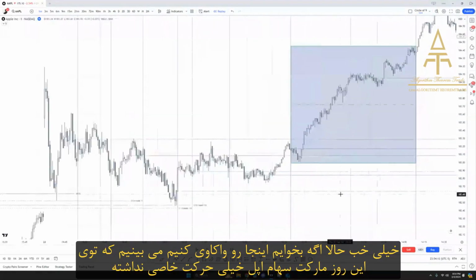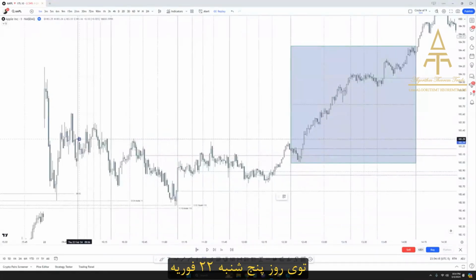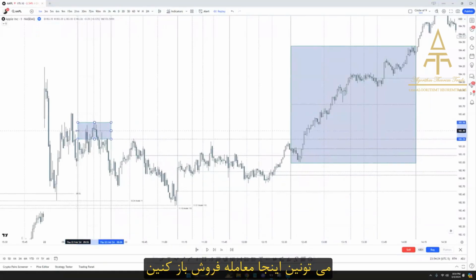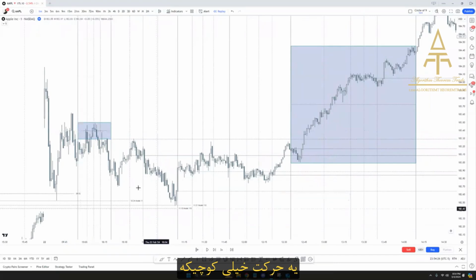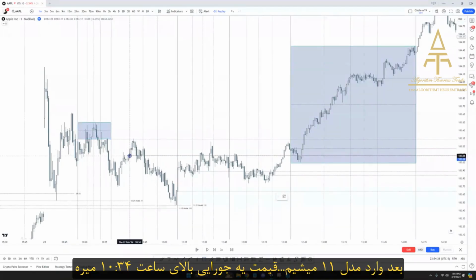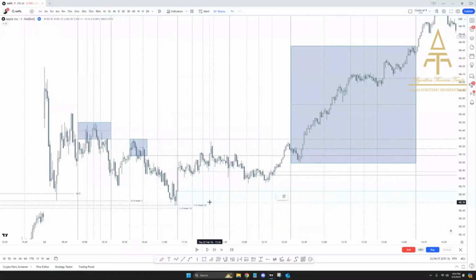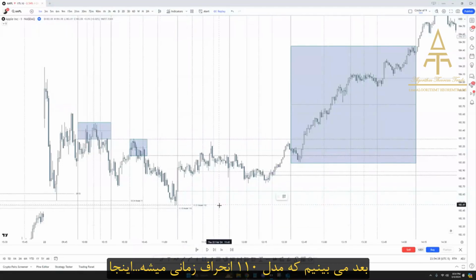Now, if we were to dissect this slightly, it was a pretty choppy day here for Apple on Thursday, February 22nd, right? We get that move for Judas, goes in a premium, you can short it there, pretty small move. Then it goes into Model 11, short above the 1034, pretty small move, goes back to yesterday's 1121 candle.